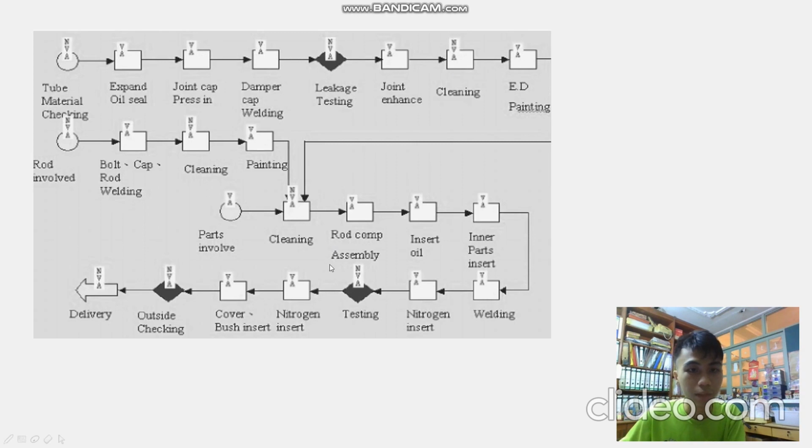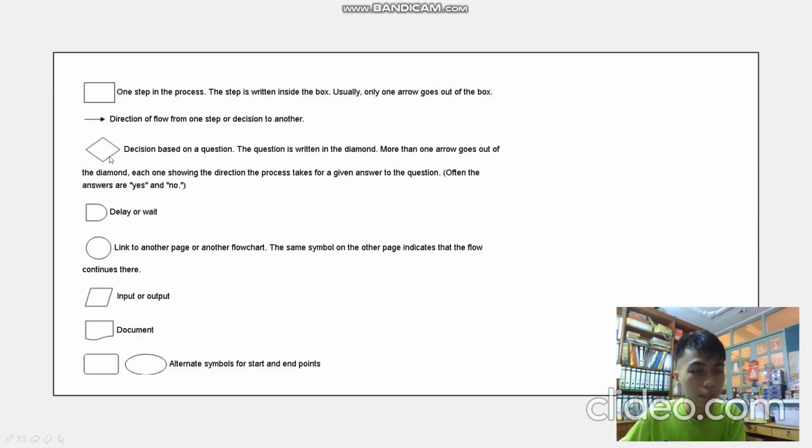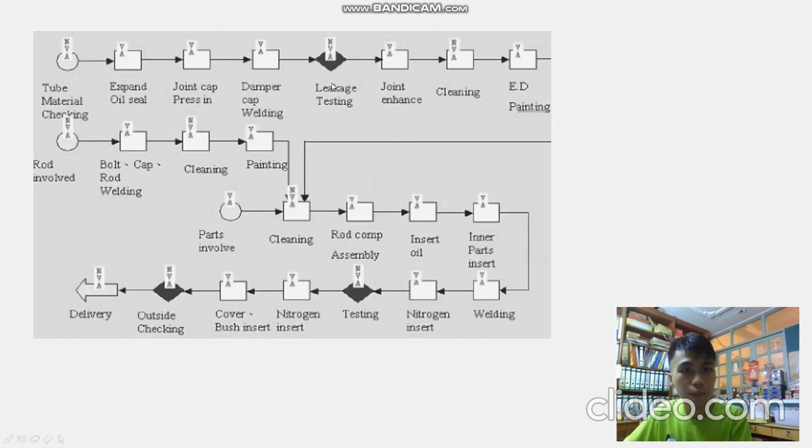Next, this diamond is a decision based on questions. The question is written in the diamond, and more than one arrow goes out of the diamond. Each one shows the direction of the process taken for a given answer to the question. Often the answer is yes or no. We use black color to represent that if the leaking testing is no, then we take it back to the origin place, because it is not functional. Same as the others, we use black color to represent it.